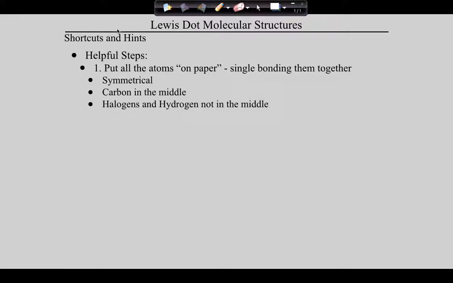Okay, so guys, third rule is this: the halogens and hydrogen can never be in the middle.